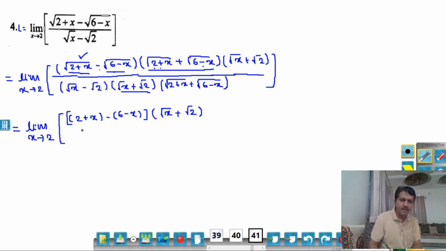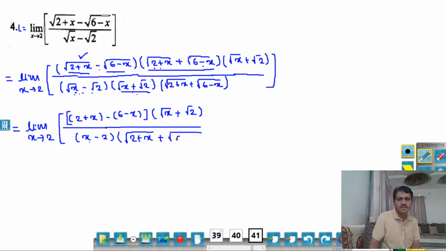We got the simple calculations. This complete divided by... now, again, the product of the first two brackets, using (a minus b) into (a plus b) is a square, means square of first minus square of second. The square of the first, root x, is x, and the square of root 2 is 2, and the last bracket as it is: 2 plus x plus square root of 6 minus x.